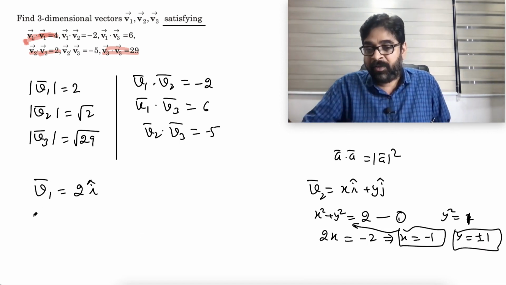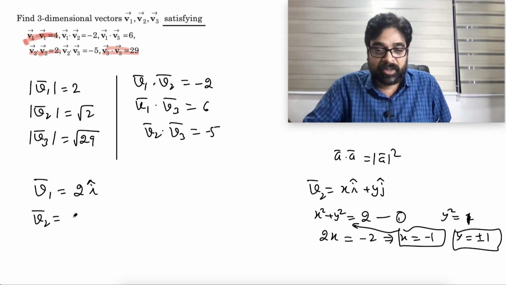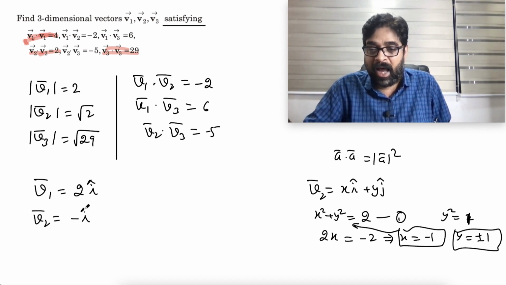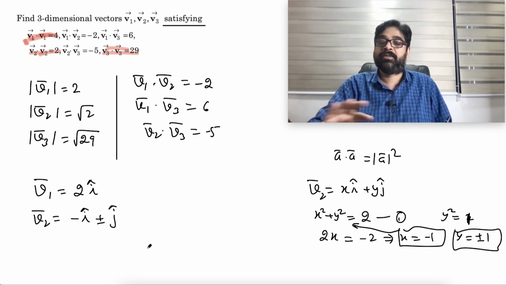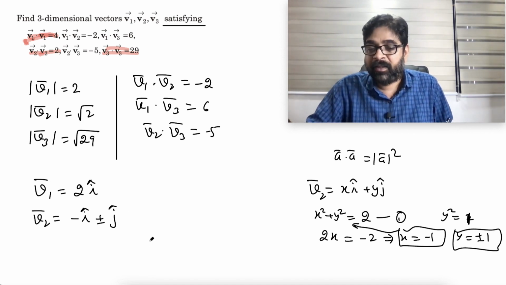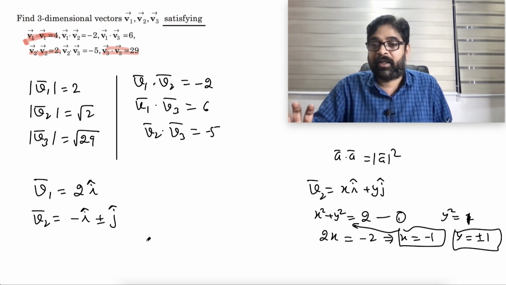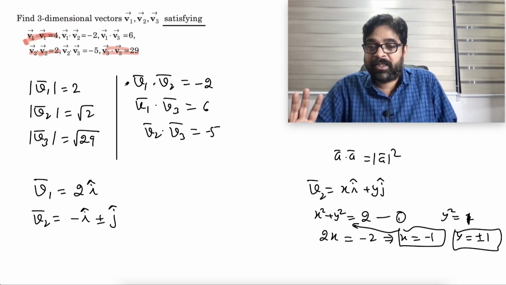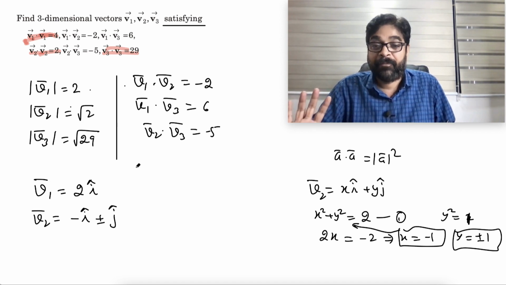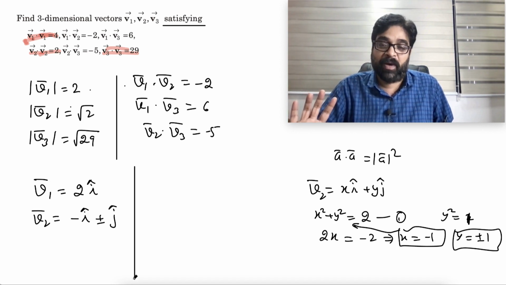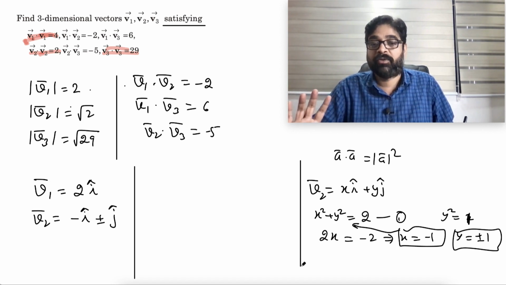It means V2 vector, what I got is minus i plus minus j. This is my V2 vector. Correct? V2 is coming here, satisfying the condition. This condition also satisfies. Now the balance 3 conditions have to be satisfied. V3 is the real problem. Why a problem? Check it out.